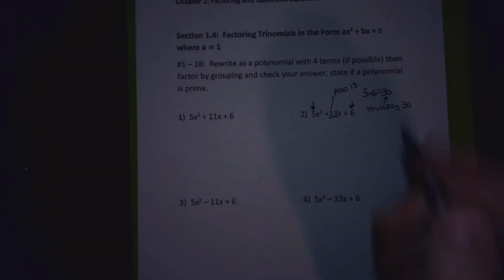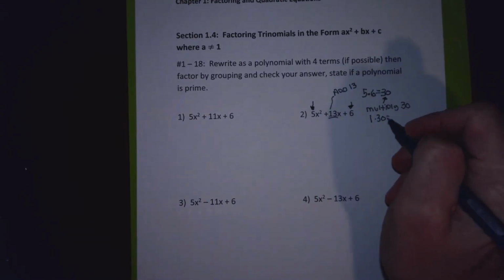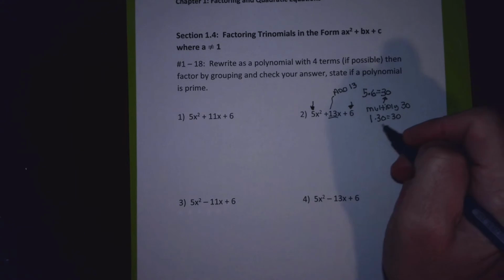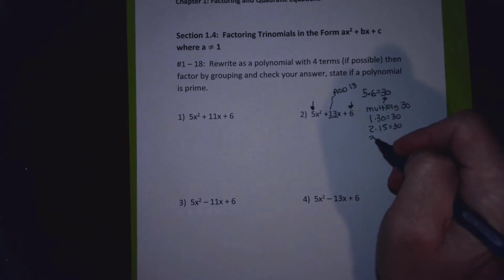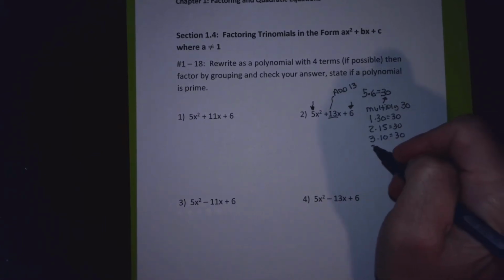And then for my factors of 30: 1 and 30, 2 and 15, 3 and 10, and 5 and 6. Let me write these down real quickly. The factors of 30 are 1 and 30. Those are the plus plus factors of 30: 1 and 30, 2 and 15, 3 and 10, and 5 and 6.